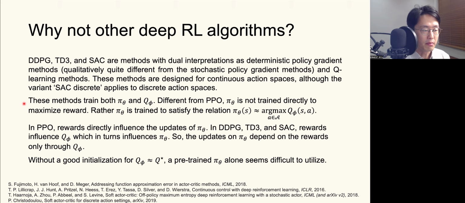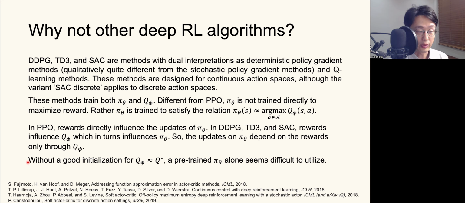Now, these methods train both a policy, pi theta, and a Q function, the Q network, Q phi. But different from PPO, pi theta is not trained directly to maximize reward. Rather, pi theta is trained to satisfy the greedy relation, where pi theta is trained to approximate the argmax of the Q network. So in PPO, the rewards directly influence the updates of the policy pi theta, whereas in DDPG, TD3, and SAC, the rewards influence the Q function, which in turn influences the policy pi theta. So the updates on pi theta depend on the rewards only through the Q function.